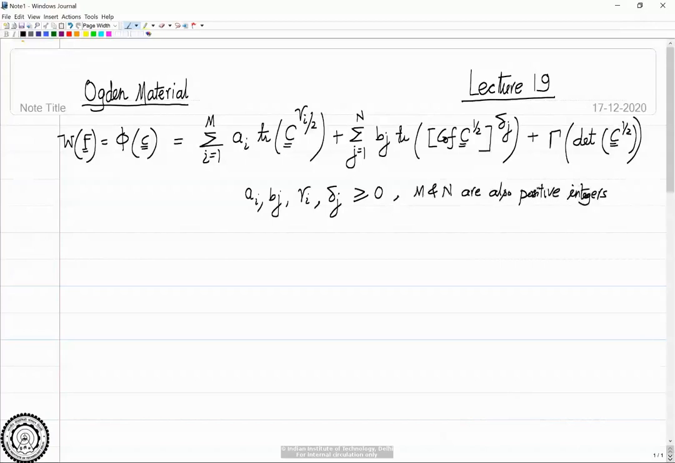Now, what is the meaning of such a complicated function? It was of course motivated by physics. To see what physics it has, let us try to write down the tensor C, which is the right Cauchy-Green tensor, in terms of principal stretches.